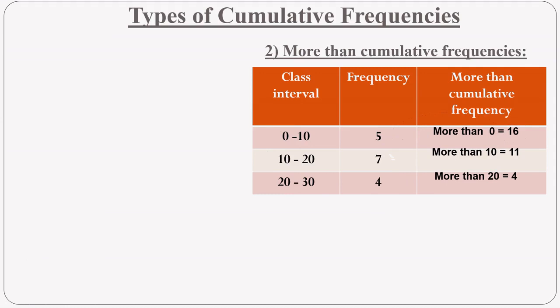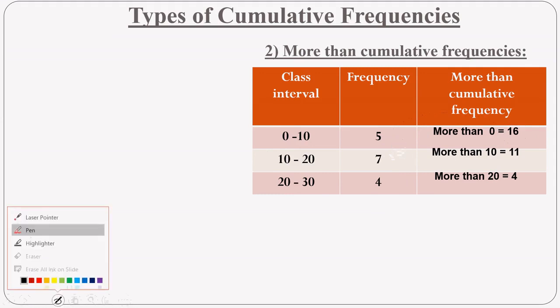First, step 1 is easy, make the total of frequency. Okay, total of frequency is 16. So we need to start from 16 minus 5. So we will get 11. 11 minus 7, you will get 4. So with the last one, we have to leave it. This is the way we need to deal with the more than cumulative frequency method.